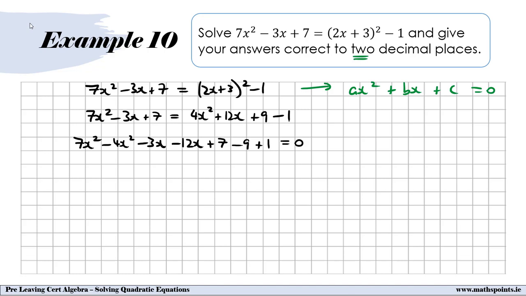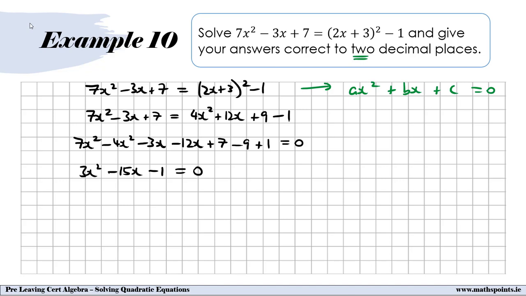Tidying all this up, I have 7x squared minus 4x squared is 3x squared. Minus 3x minus 12x is minus 15x. And then we have plus 7 minus 9 is minus 2 plus 1 is minus 1, and that's equal to 0.